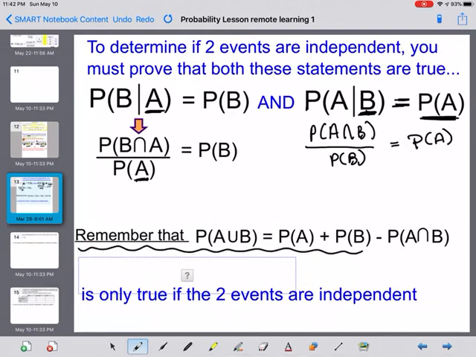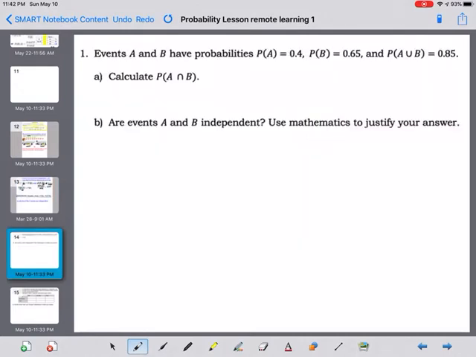Okay. I would just write this formula down. You have it from the other day, so you don't really need to write it again. If you're just continuing your notes, you might want to just go back and highlight it because we're going to use that formula. Now let's look at some examples.